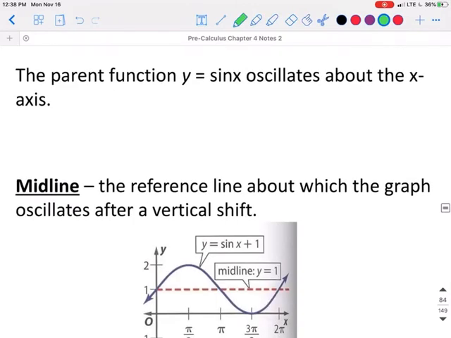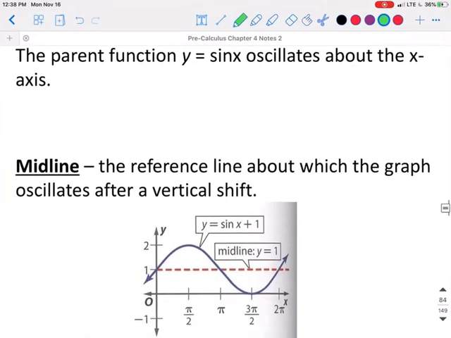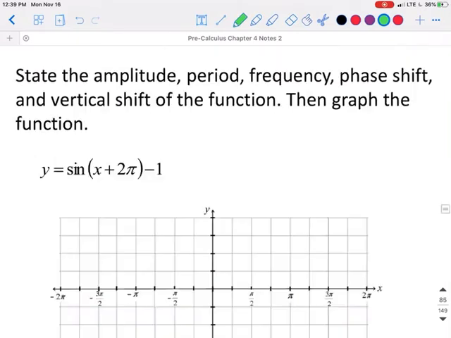Now, I keep talking about the midpoint or the midline. The midline is the line around which the graph is oscillating. So originally, our graph was oscillating around the value of y equals 0. If we are shifting our graph up or down, we are also going to have to shift our midline.